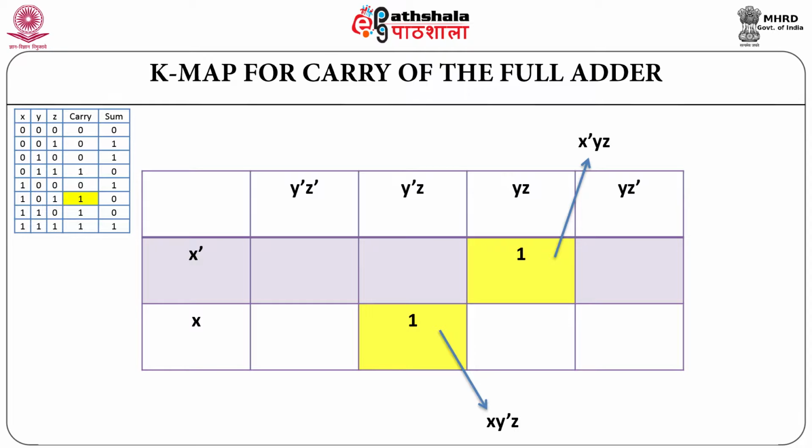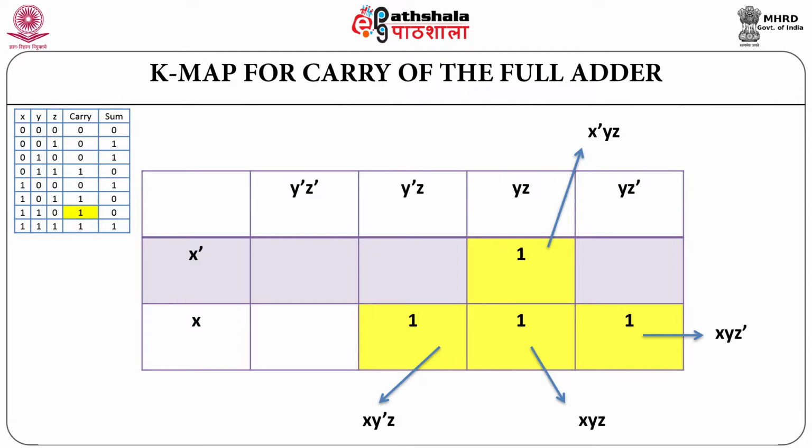Again observe the truth table for the full adder. The third place can be filled up by the place corresponding to x, y, z. If you observe the last place in the truth table for the carry, you will find that it corresponds to x, y, z dash, and therefore 1 is filled up at that place. By having pairs from this K map, one can write the expression for the carry.